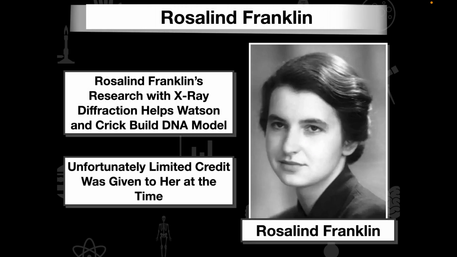Rosalind Franklin was not given the credit that she deserved, unfortunately, because she was a woman in a male-dominated field in the 1950s. Her research with X-ray diffraction actually helped build the model that Watson and Crick ended up using. But again, she's not given the credit in any of the papers because she's a woman in that time period. But her important contribution to science is what led Watson and Crick to come up with that double helix structure.